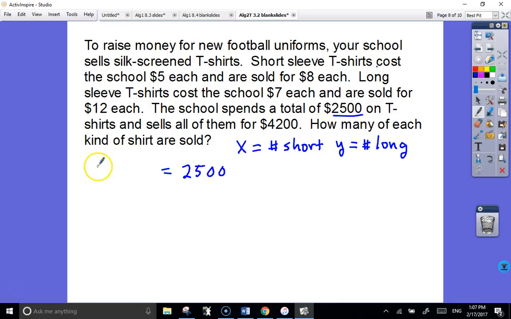$5. So that'll be 5x. And how much do they spend for the long sleeve? 7y. Okay, and it looks like they're going to make $4,200. They know that exactly. Right? Maybe not realistic, but $4,200. And how much do they make from selling a short sleeve? 8. So 8x. And from a long sleeve, 12.